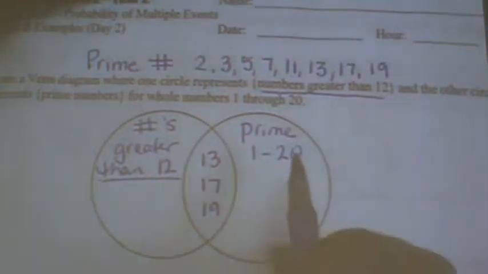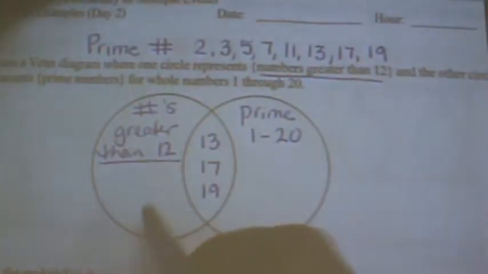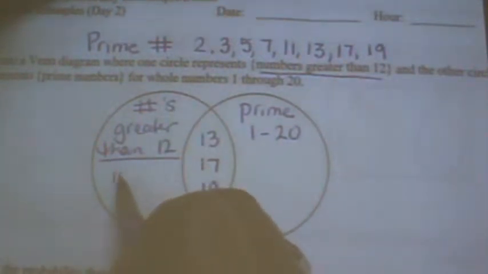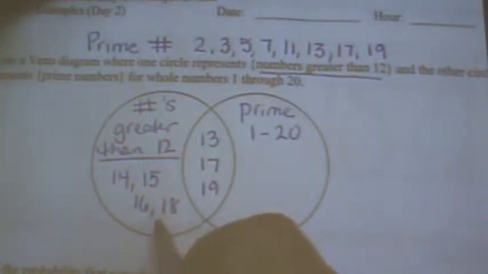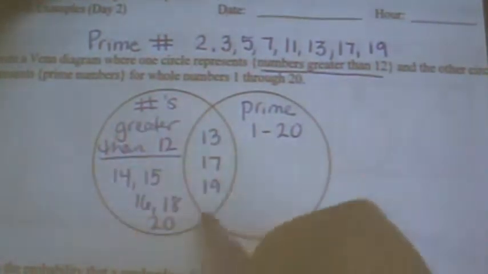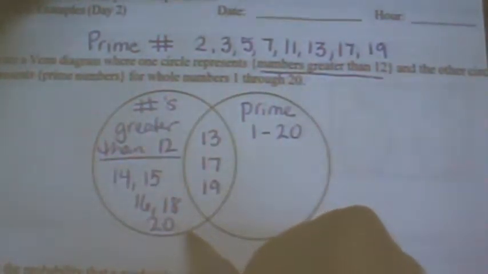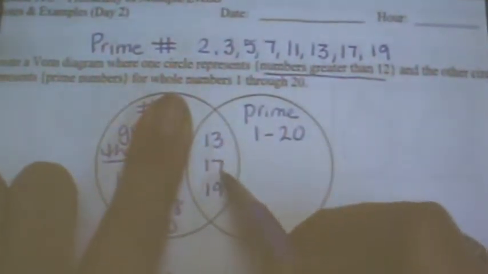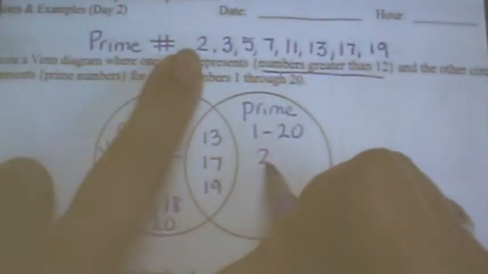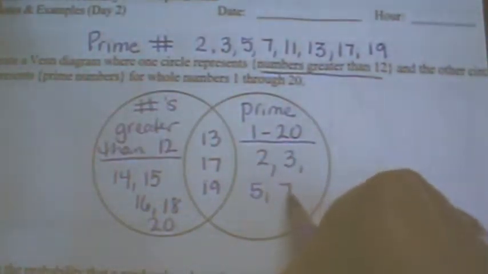Okay, now can you give me the other numbers that are greater than 12? We have 14, 15, 16, 18, and 20. Now, why am I not writing 13, 17, and 19? Because they're in this circle. Does everyone understand that? Now, list all the prime numbers between 1 and 20. Looking at this circle, I'm not going to put 13, 17, and 19, but I do want to write 2, 3, 5, 7, and 11.